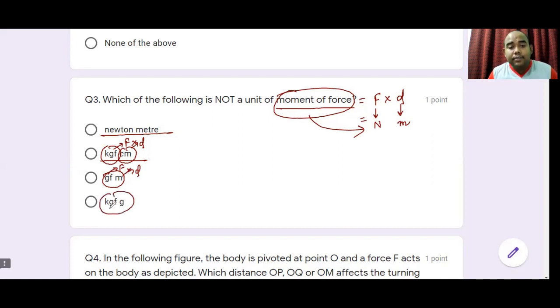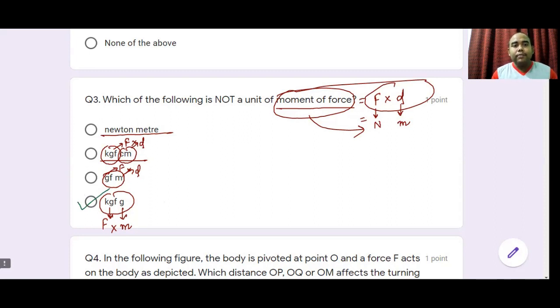But when I look at the last one, kgf is the unit of force and gram is the unit of mass. So it is force into mass, and force into mass is not moment of force. Force into perpendicular distance is moment of force. Hence, the last option is not a unit of moment of force. So this is our answer.